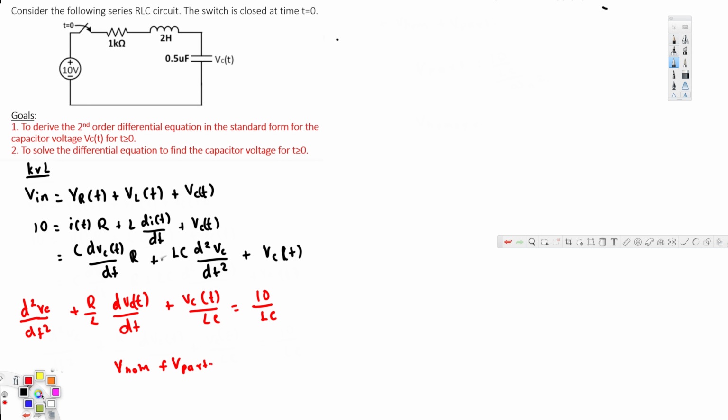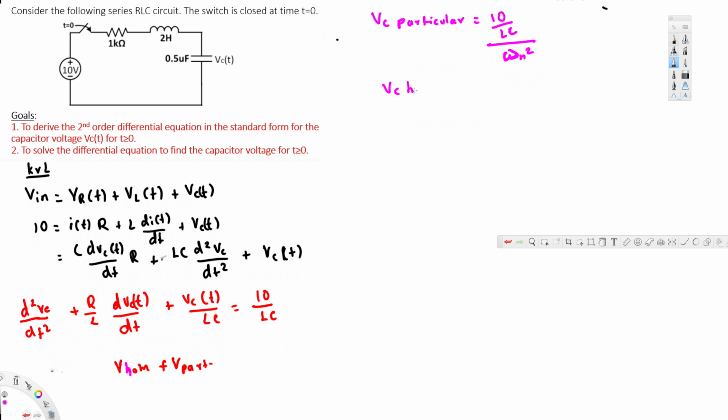To find the particular solution, we divide this forcing function by omega n square. So this is going to be 10 over LC divided by omega n square. We have to find out the omega n value, and also find the homogeneous solution, because the addition of homogeneous and particular solution is going to be the general solution for this non-homogeneous differential equation.